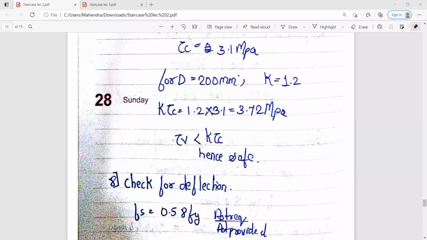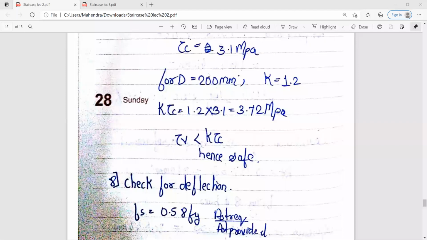So after getting the tau C, you have to take the value for K, that is constant. Again this value you are going to take from the IS 456 2000. So for D 200, the value for the constant K comes up to be 1.2. After that, K into tau C you are going to calculate. K value you took as 1.2 and tau C you had got, that is 3.1. So K into tau C you get 3.72 megapascal. So as tau V is less than K into tau C, your design is safe for the shear.